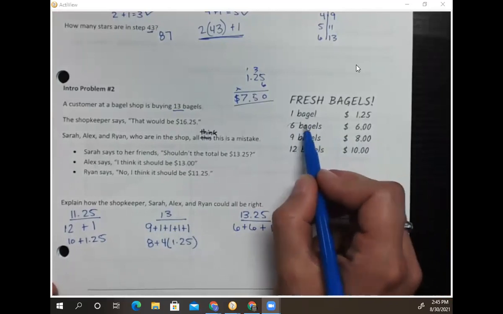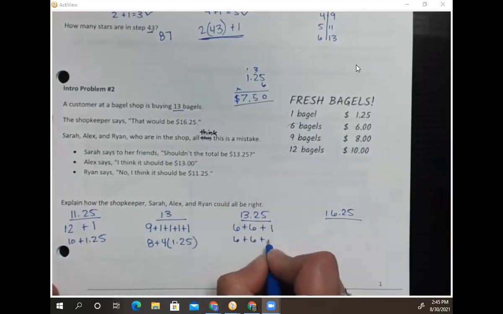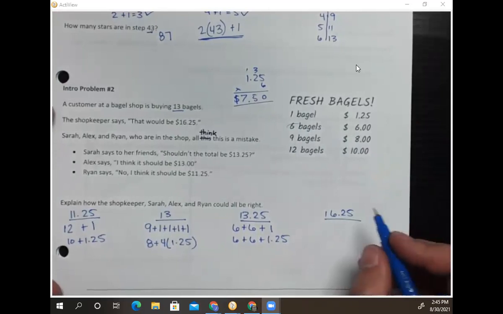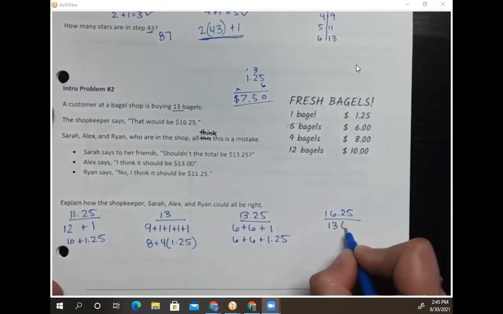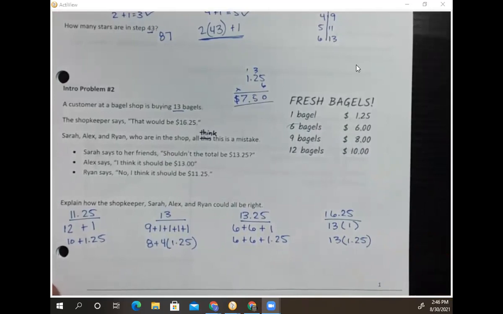2 half dozens and then a single. So 6 bagels is $6, and then 1 bagel is $1.25. That would give me $13.25. And then how about the $16.25? Go ahead. 13 single bagels, right? So that's 13 times $1.25 would get me $16.25.